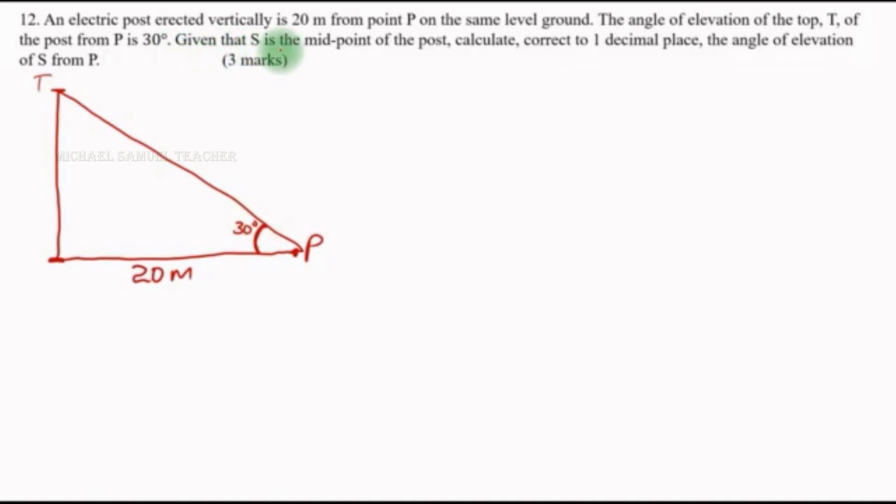And also given, S is the midpoint of the post. Consider this the midpoint S of the post. Calculate, correct to 1 decimal place, the angle of elevation of S from P. So we need to get this angle of elevation. Let me call it theta.